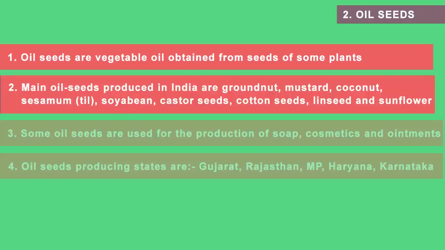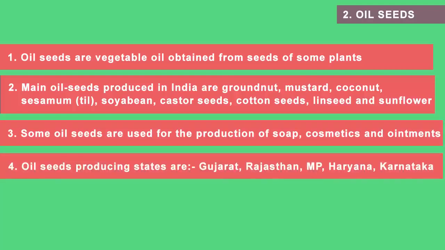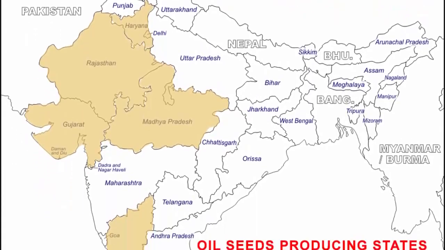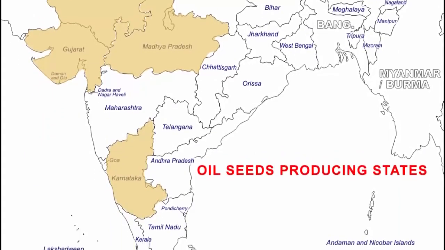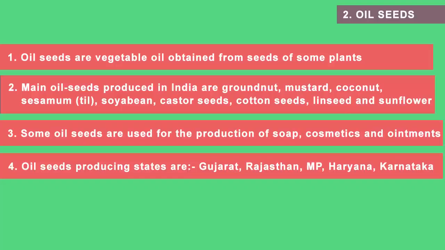So some of the main oil seeds produced in India are groundnut, mustard, coconut, soybean, castor seeds, cotton seeds, linseed seeds and sunflower. Most of these are edible and used as cooking mediums. Now we also use oil for the production of soap, cosmetics and ointments. So now this adds more value to this kind of crop. Some of the states that produce oil seeds are Gujarat, Rajasthan, Madhya Pradesh, Haryana and Karnataka. So this was all about the oil seeds.